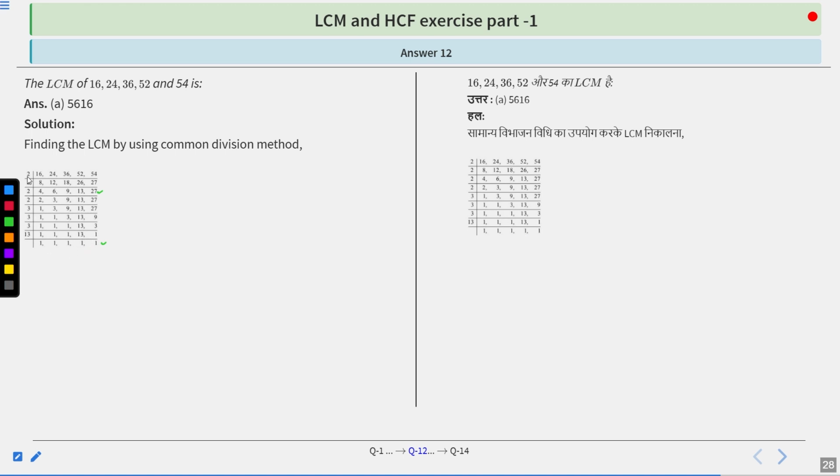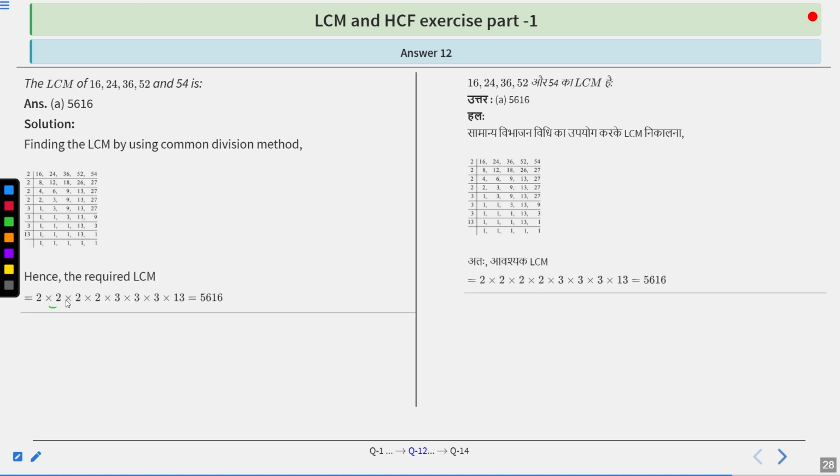Now for LCM, we will multiply all these things. That is 2 into 2 into 2 into 2 into 3 into 3 into 3 into 13. That is 5616. That means option number A, 5616 is the correct answer.